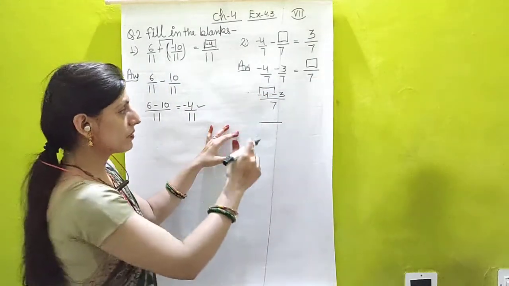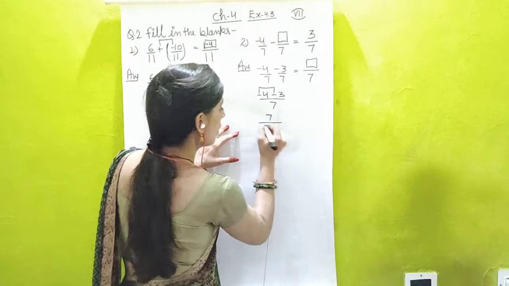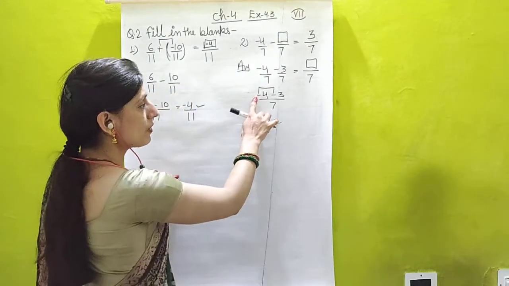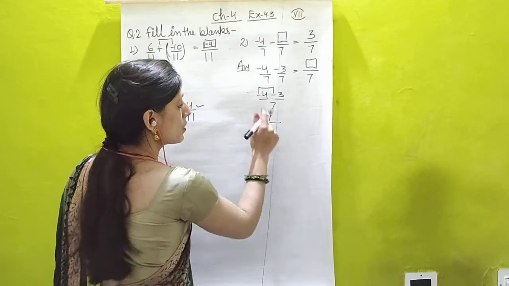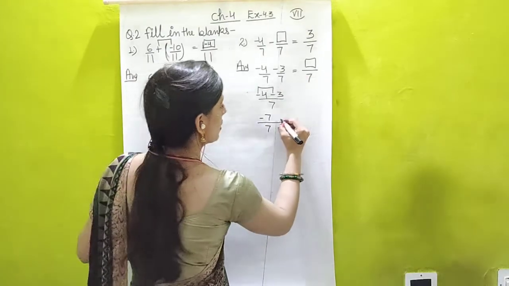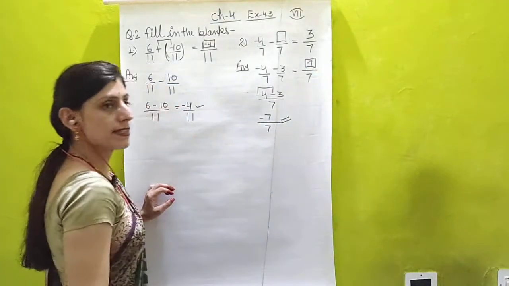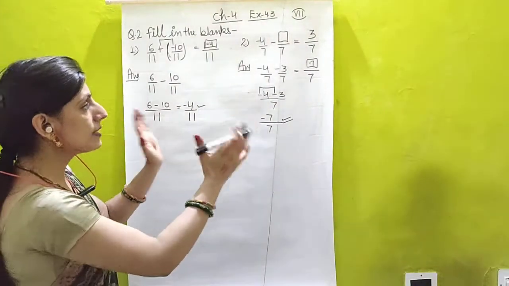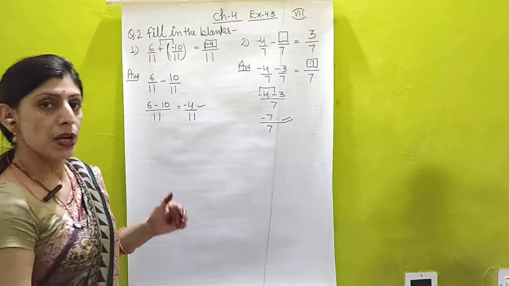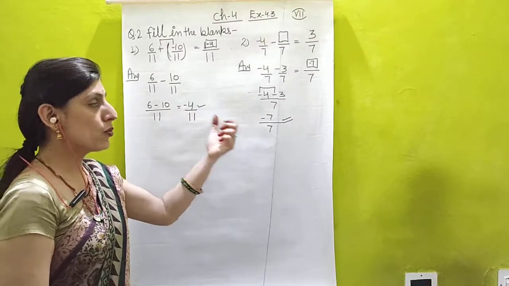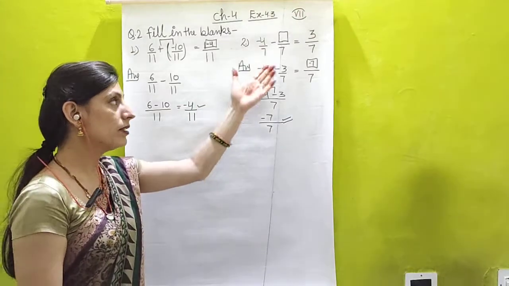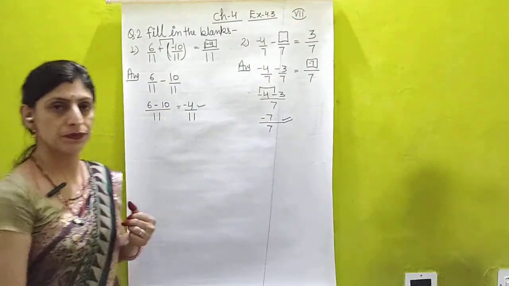Then 4 plus 3 is 7. Downside also 7. And the sign of the greater number will come. So minus 7 upon 7 is your answer. So in this blank, what will come? Minus 7. So like this students, by taking LCM and operating plus and minus, you can find your answer.